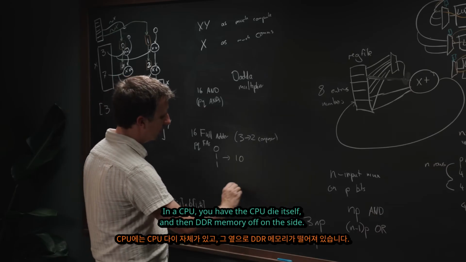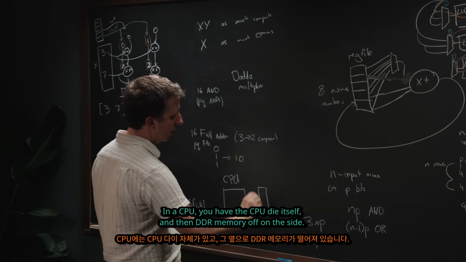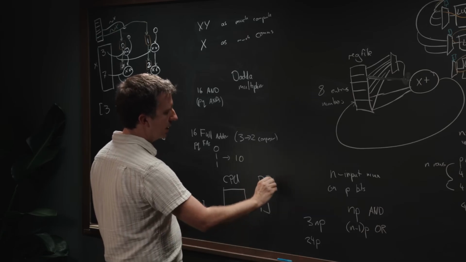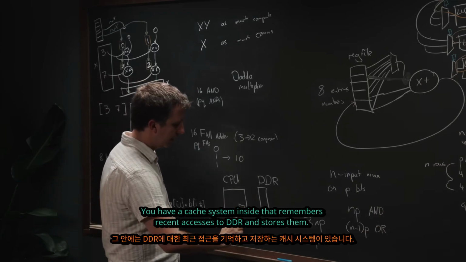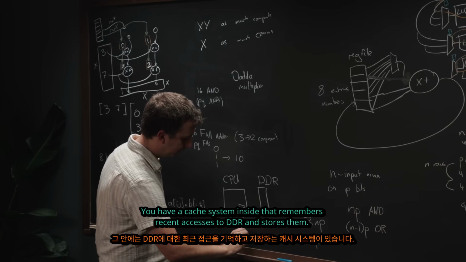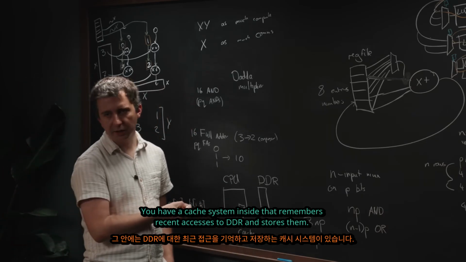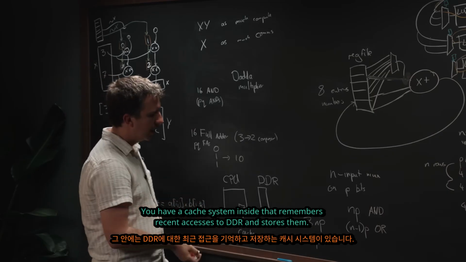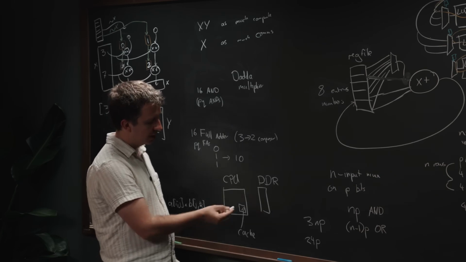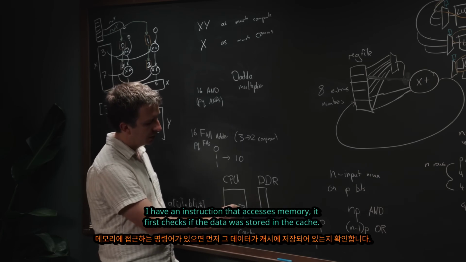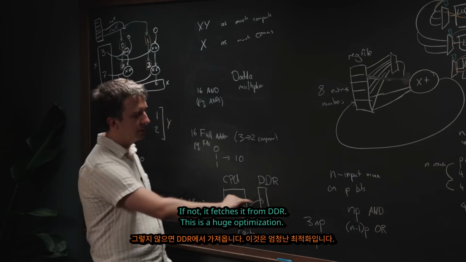In a CPU, you have the CPU die itself, and then there's a memory off on the side. This is the DDR memory off on the side, and then you have a cache system inside it. This is the cache. That remembers recent accesses to DDR and stores them. So when I'm running through my CPU instructions, every time I have an instruction that accesses memory, it first checks in cache, was the data stored in cache, and then if not, it fetches out to DDR.